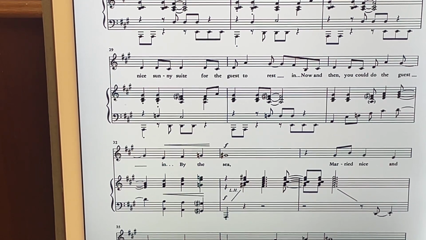So of course that's going to be the opposite of soft. That would mean that for this part, we wouldn't want to go in by the sea. It would be incorrect to go in by the sea. It says loud, forte, right? So in by the sea, we definitely want to be loud there.